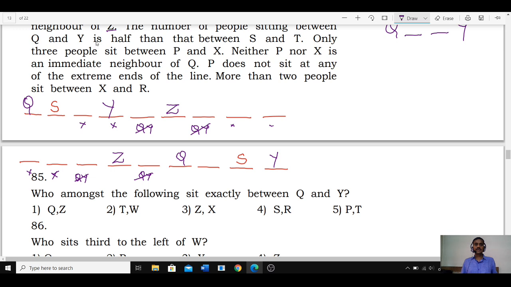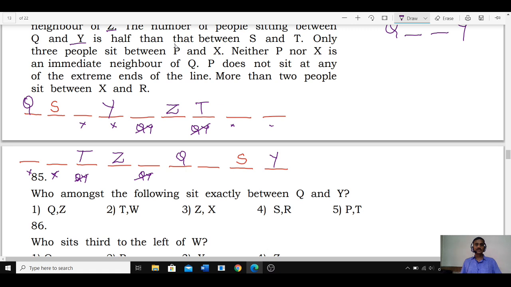Done with this? And the number of people sitting between Q and Y is half of that between S and T. Between Q and Y there are 2 members, so between S and T there must be double, 4 members. The people between Q and Y are half of those between S and T. So between S and T there are 4 members, and between Q and Y 2 members.